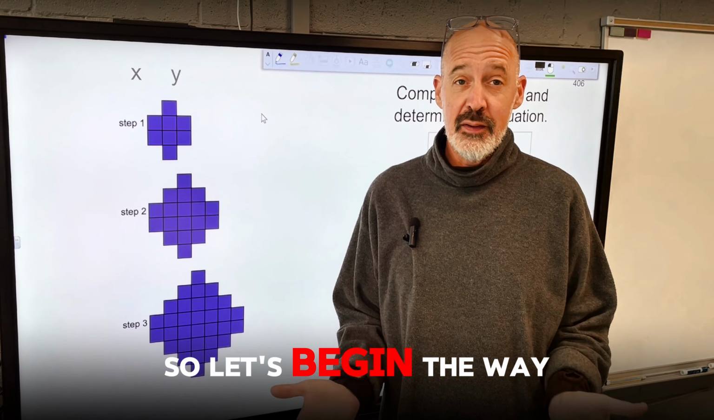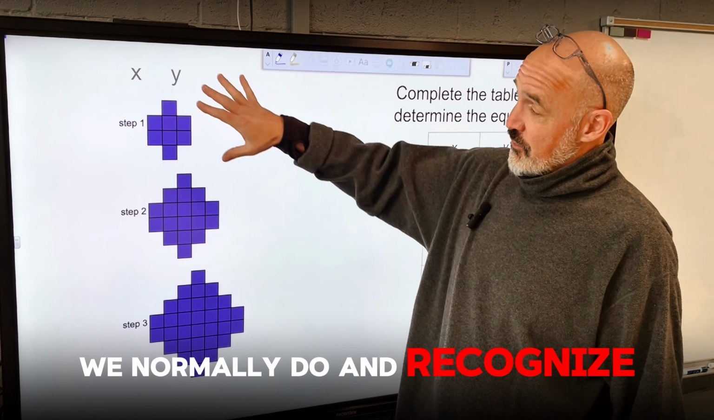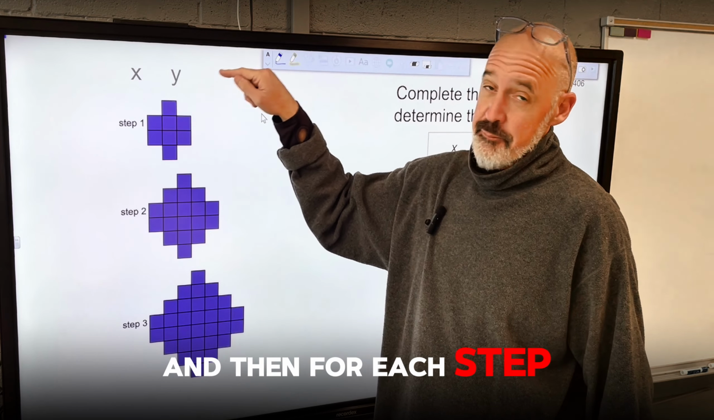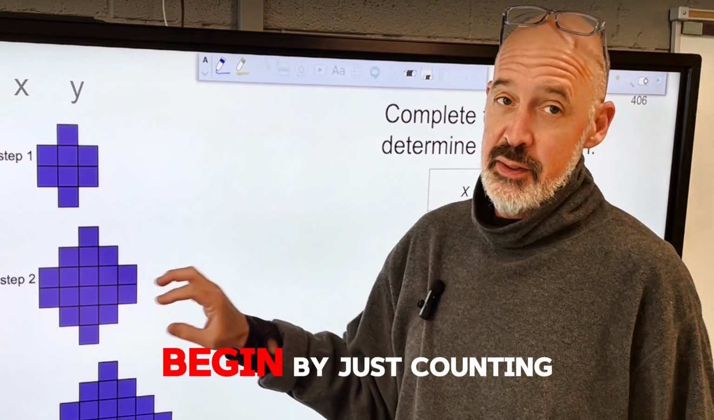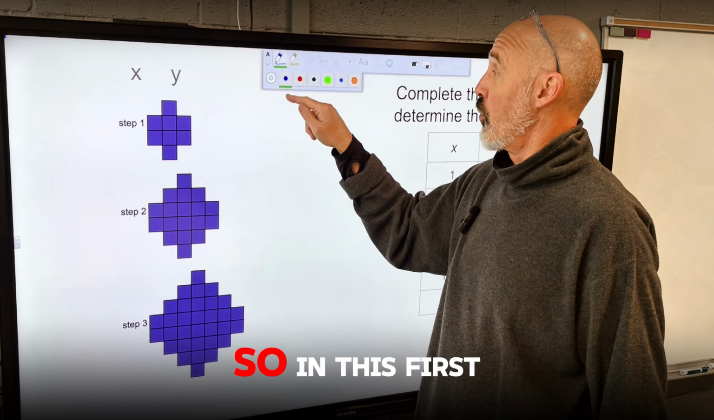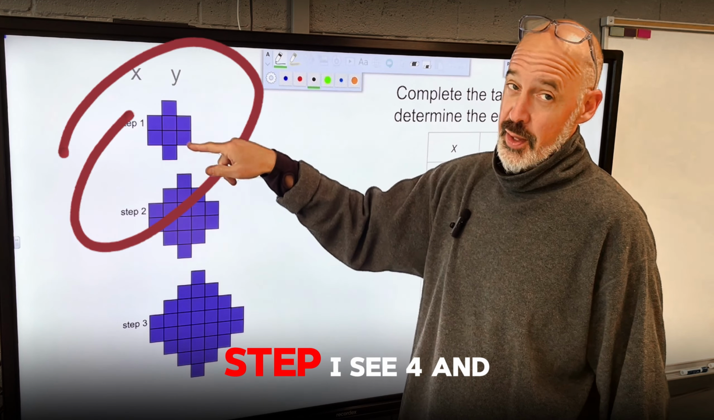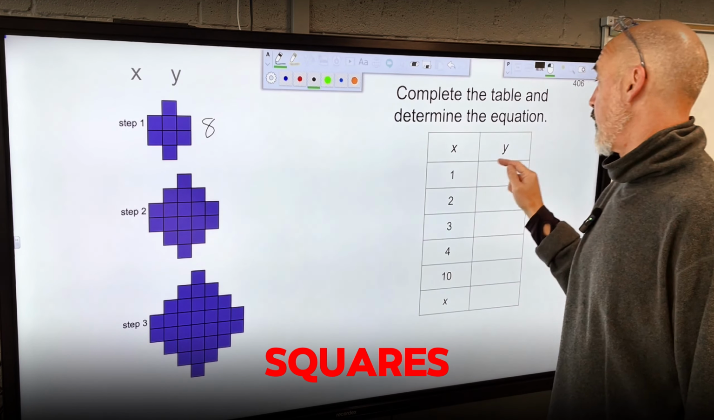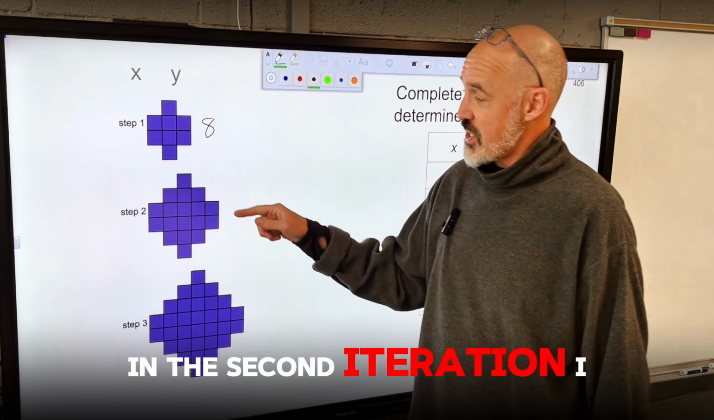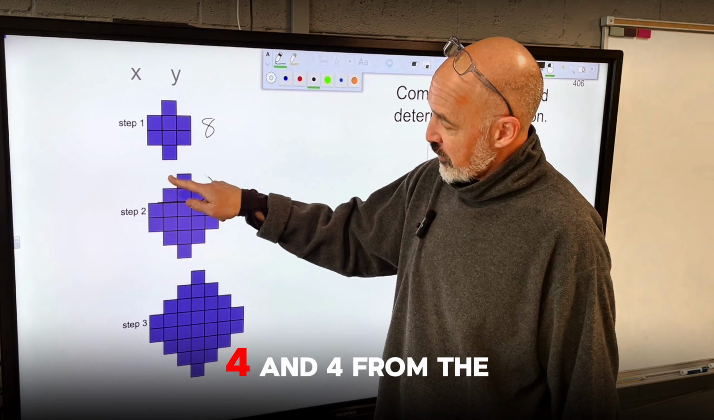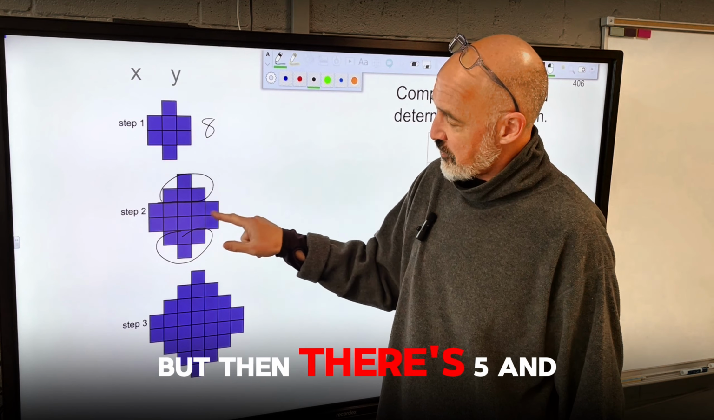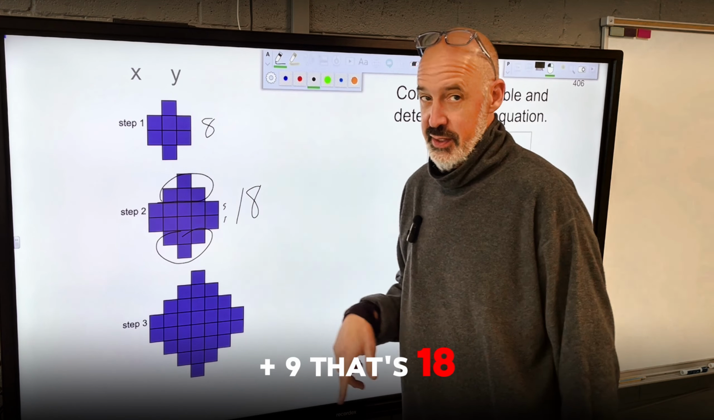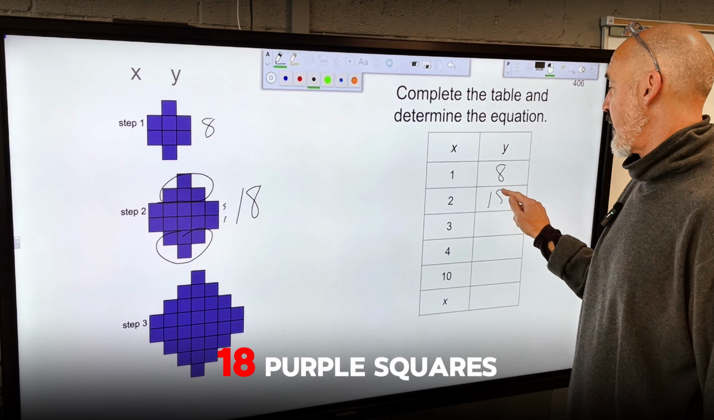So let's begin the way we normally do and recognize now vertically I have the X's, step 1, step 2, and step 3. And then for each step, the output, the Y value, I can begin by just counting. So in this first step, I see 4 and 4. I see 8 total purple squares. In the second iteration, I see there's still this 4 and 4 from the beginning, but then there's 5 and 5 in the middle. So now I got 9 plus 9, that's 18. So iteration 2, there are 18 purple squares.